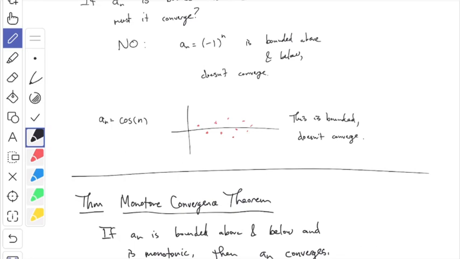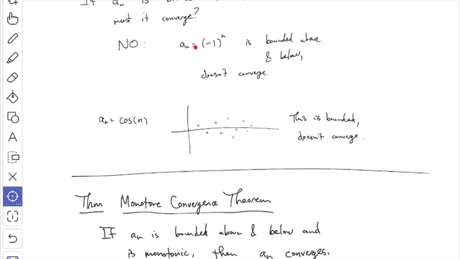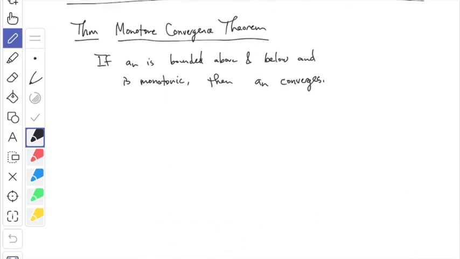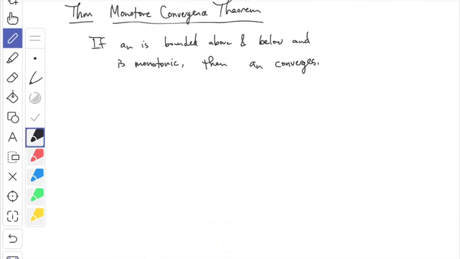So this one here, (-1)^n, doesn't always increase or always decrease. It bounces back and forth between two values. And this one also, cosine of n, is not increasing or decreasing. So these ones were both bounded but not monotonic. It turns out if it is bounded above and below and it is monotonic, it must converge.